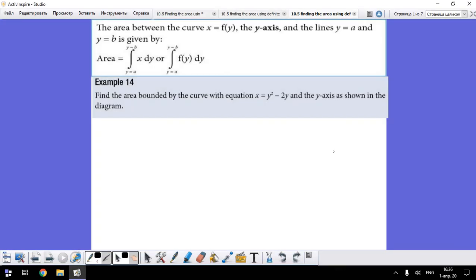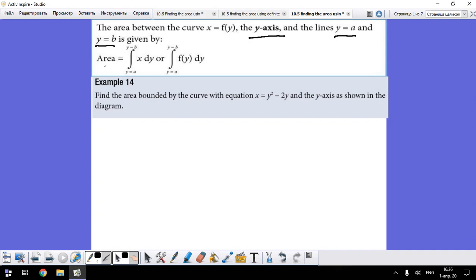Okay, now today let's continue to solve how to find the area of a curve bounded by the y-axis. Today we are going to work with finding the area bounded by the y-axis when y equals a and y equals b. That's what's shown on the board.